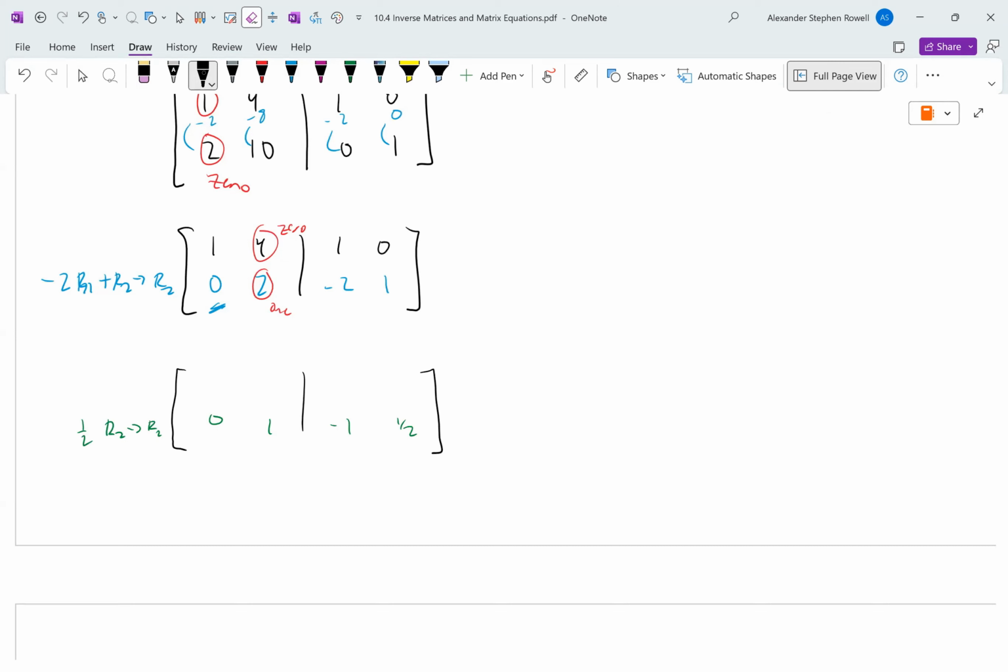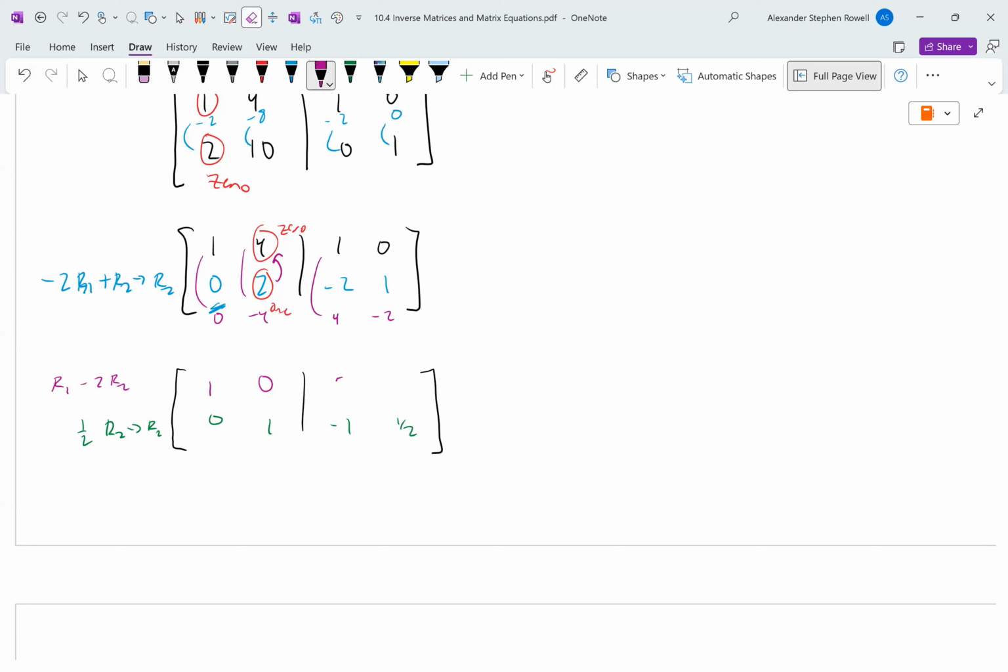I'm going to go ahead and use the 2 to get rid of the 4 right now. So how can I use this 2 to get rid of that 4? Yeah, row 1 minus 2 row 2. So -2 row 2 would be 0, -4, 4, -2. And if we add 1 and 0, we get 1, 4, -4, we get 0. Great. I got the identity on the left-hand side. That means I have an inverse.